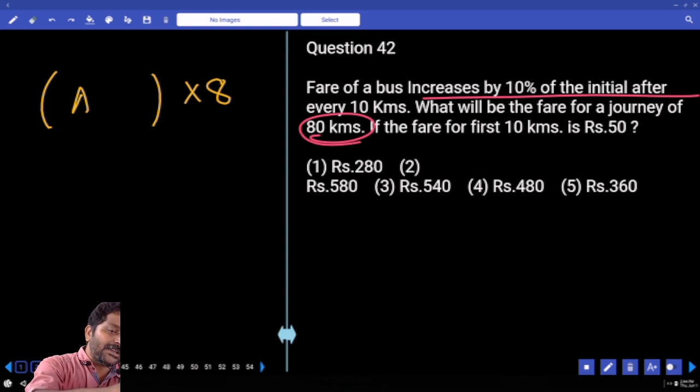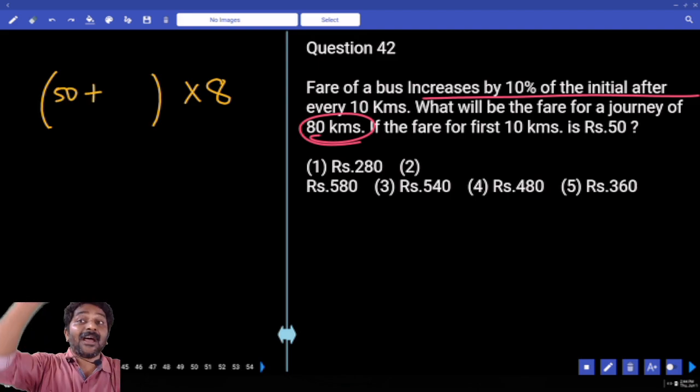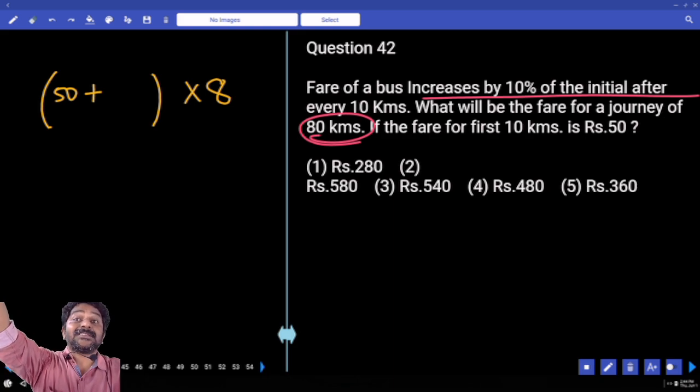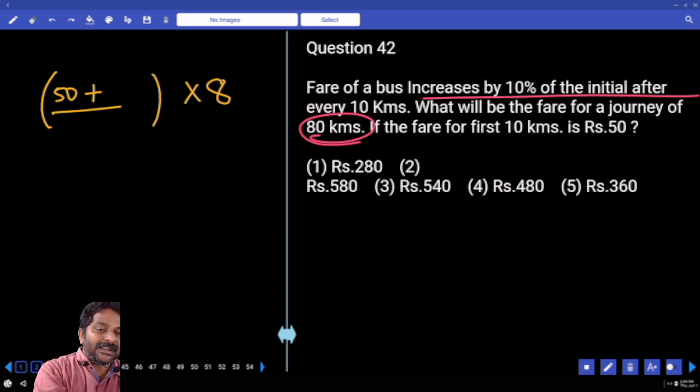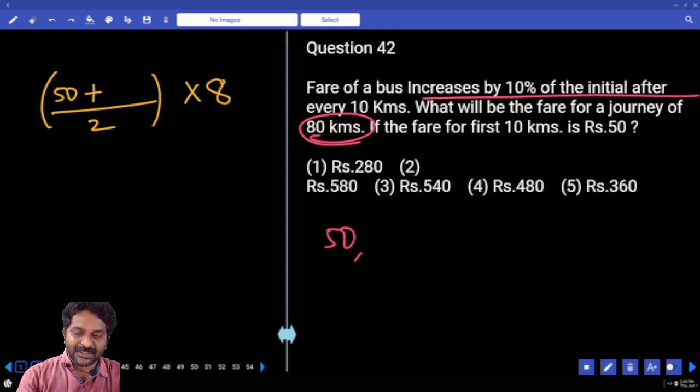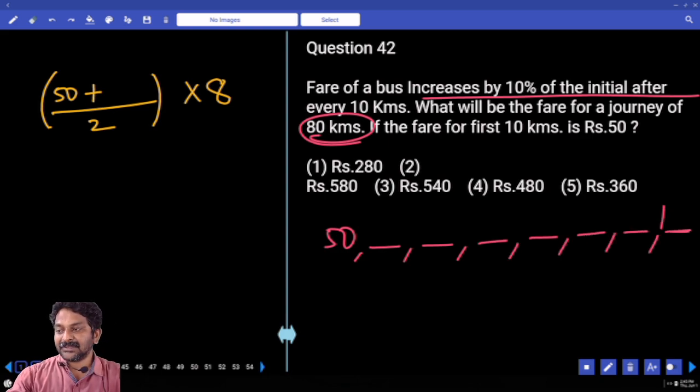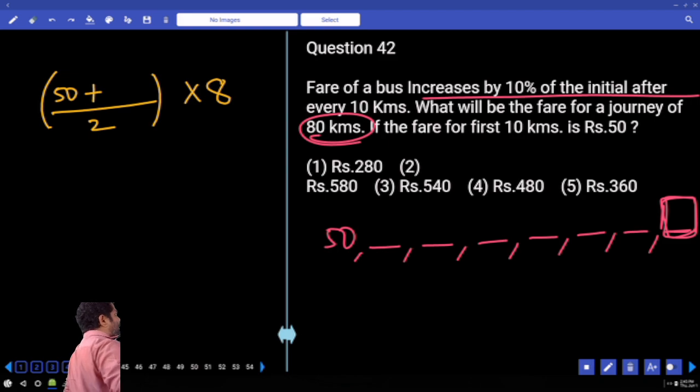Right. So now, what is your price for the first 10 kilometers? 50, plus the last number, in the sense for the last 10 kilometers, that is from 71 to 80 kilometers. You need to write the price here. Divided by 2, first number plus last number by 2. Our first number is 50. Second number, third number, fourth number, fifth, sixth, seventh, eighth. So this number we need to find out. This is our eighth number. To find the average, I am going with first number plus last number by 2, and to calculate the sum, multiplied by 8. Following? Yes or no? Right.